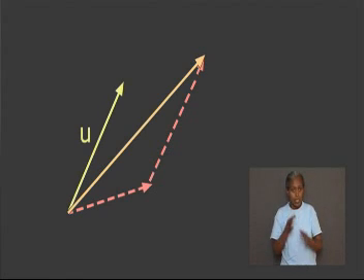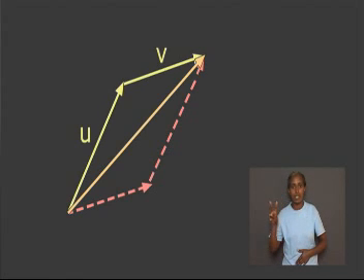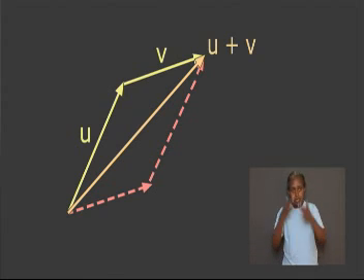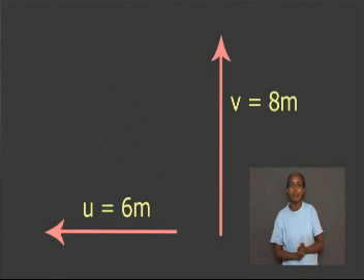If u and v are any two vectors, we can determine their sum by translating v so that its initial point coincides with the terminal point of u. Try applying this rule yourselves, students.